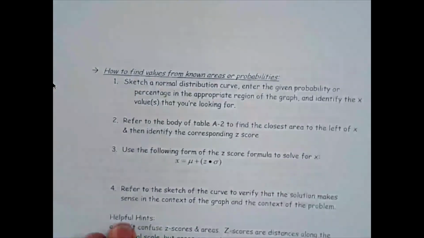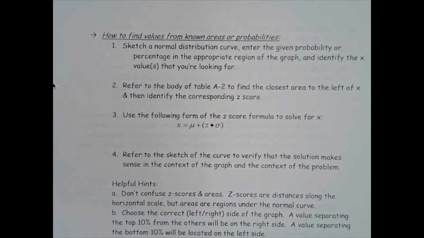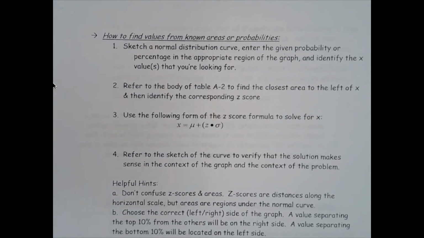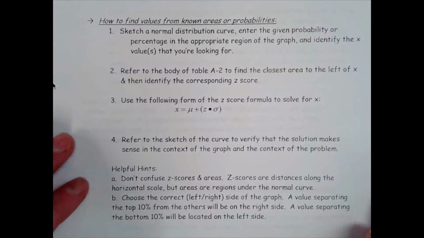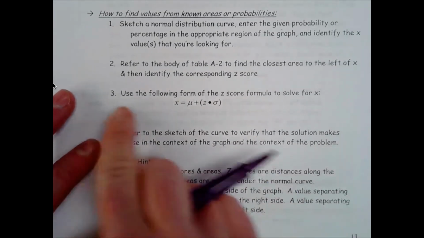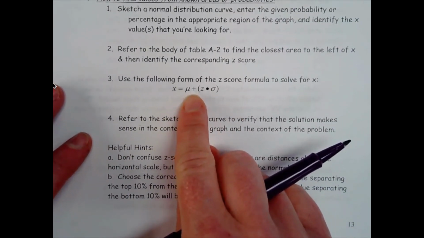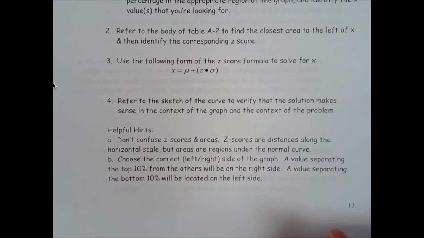All right, let's keep on rolling through this. I'm going to skip 4. Now we're going to find the values from known areas or probabilities. So we were finding areas. Well, now we're finding the z-score or the x value given a probability. So the first thing you want to do is sketch that normal distribution curve, and then decide which side it's going to be on depending on the percentage or the area. Then you can use the formula x equals mu plus z times sigma, and then refer to the sketch of the graph to verify the solution makes sense.